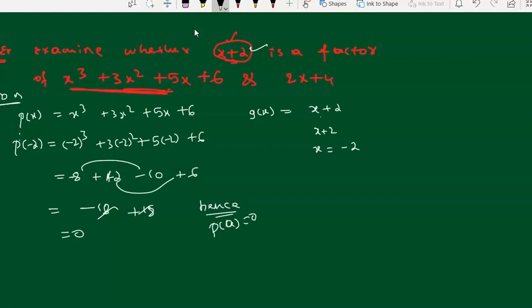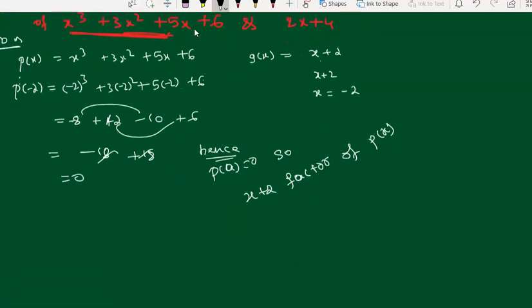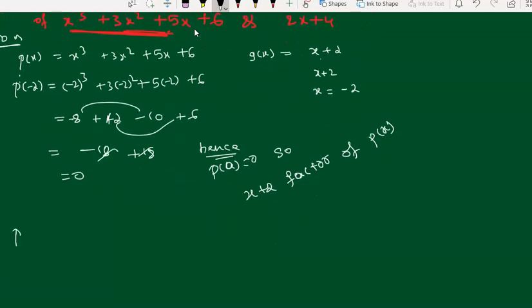So x plus 2 is a factor of p of x. I hope you understood, guys. Let's check it for the second polynomial. The second polynomial is 2x plus 4 they have given, and I already know the value: x plus 2 is nothing but x is equal to minus 2.